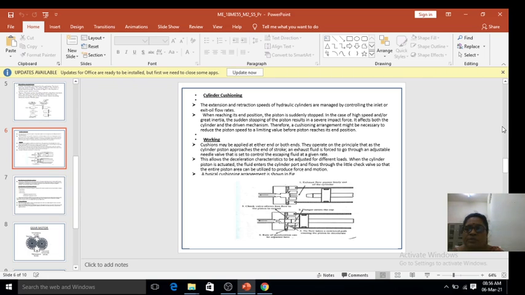They operate on the principle that as the cylinder piston approaches the end of stroke, the exhaust fluid is forced to go through an adjustable needle valve that is set to control the escaping fluid at a given rate, which allows the deceleration characteristics to be adjusted for different loads. When the cylinder piston is actuated, the fluid enters the cylinder port and flows through the little check valve so that the entire piston area can be utilized to produce force and motion.